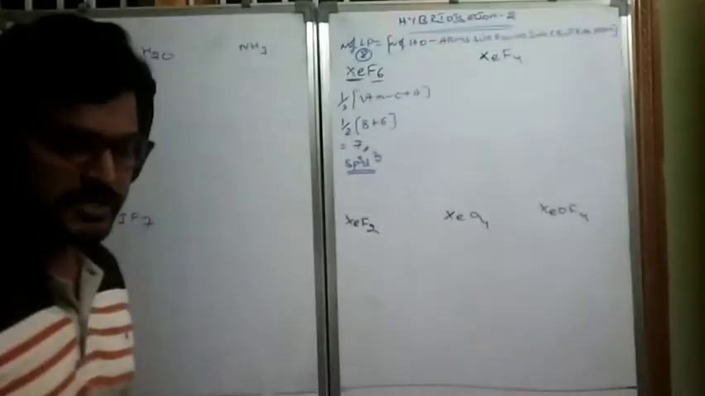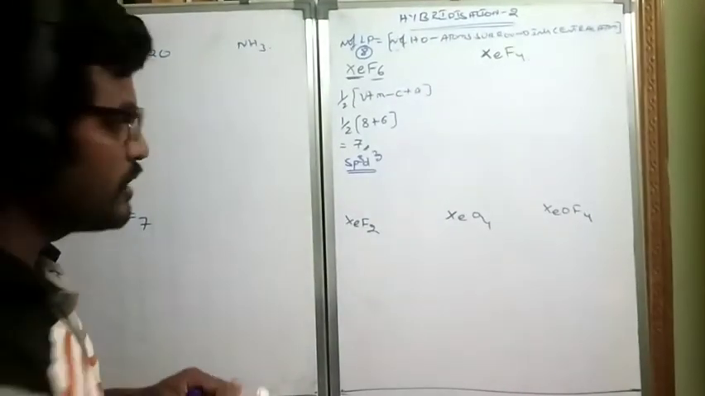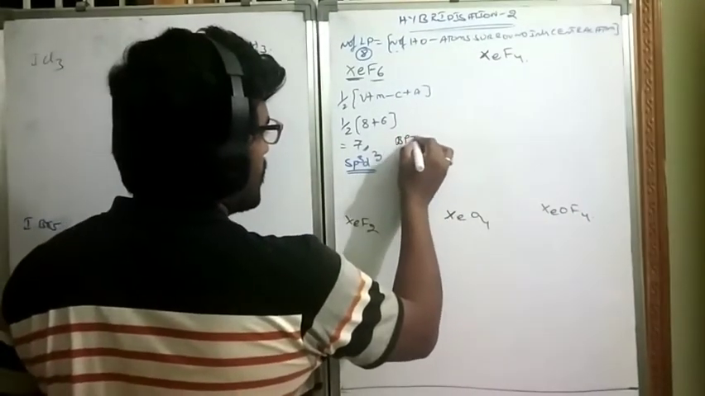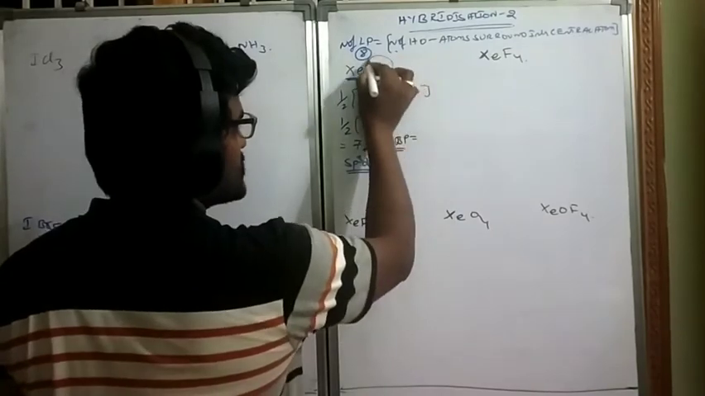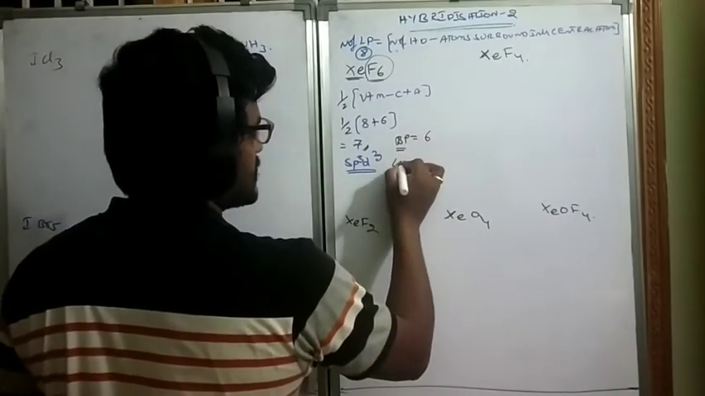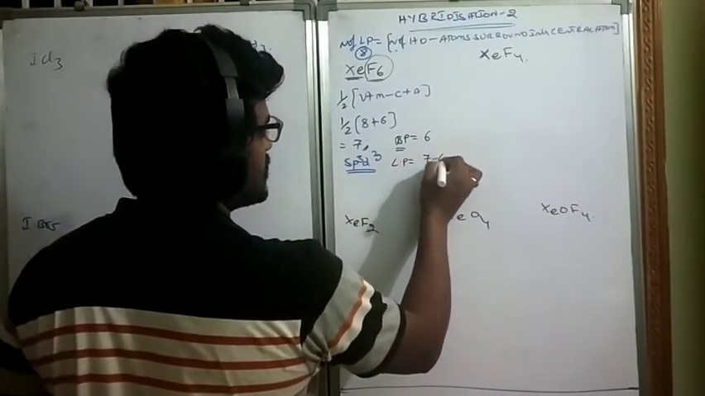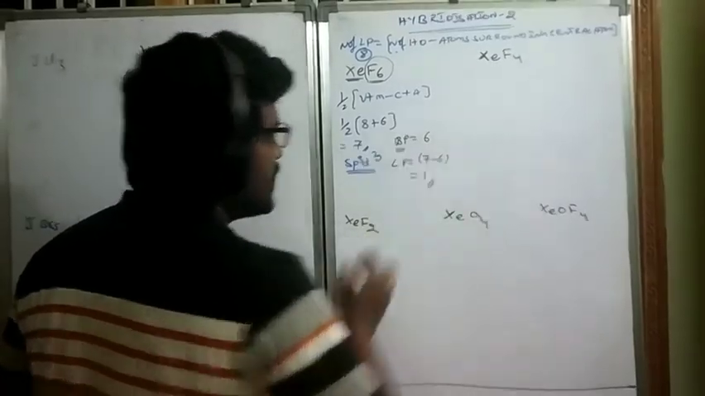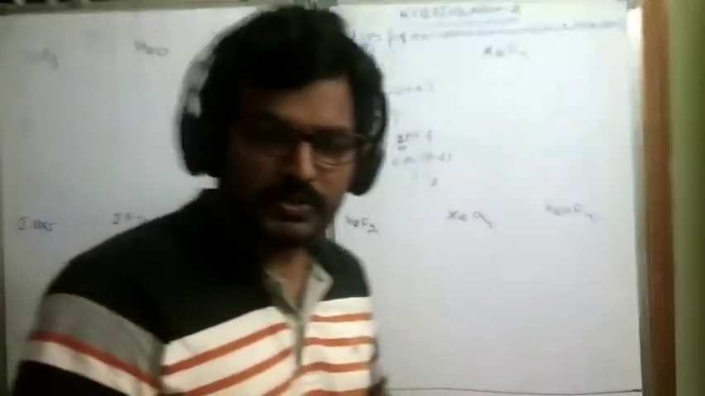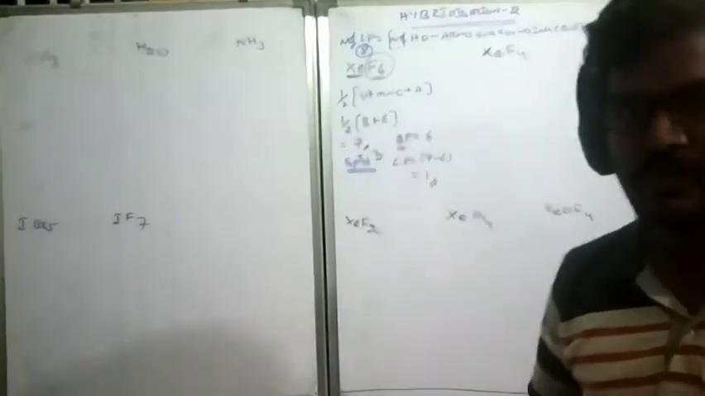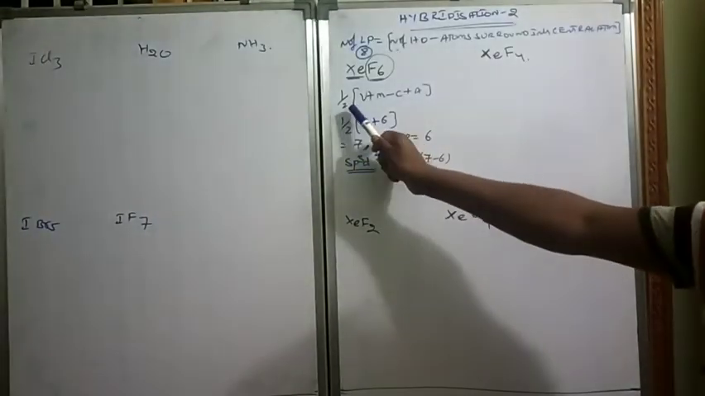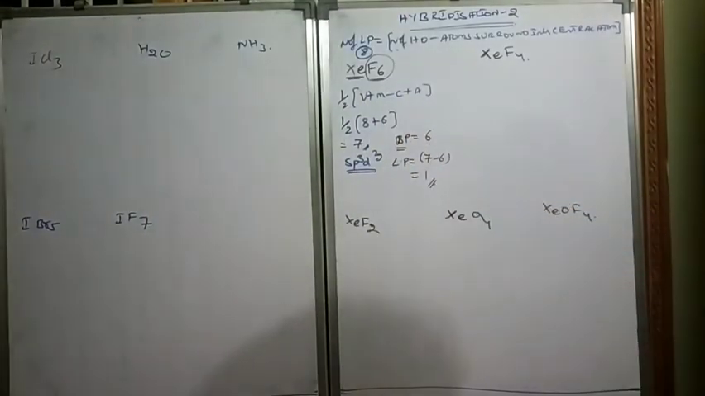sp3d hybridization. How many bond pairs are there? Bond pairs are nothing but atoms surrounding the central atom, 6. Lone pairs is equal to 7 minus 6, that is 1 will come. So any compound you take, you can find the number of hybrid orbitals by using the formula half into V plus M minus C plus A.